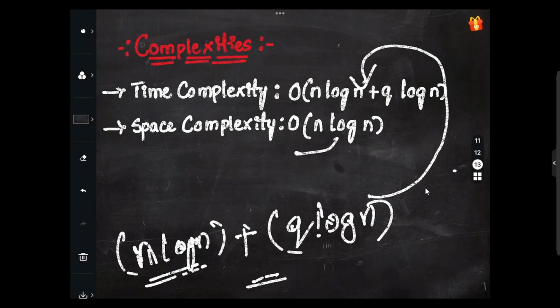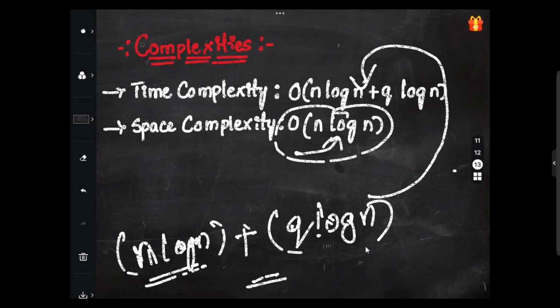Space complexity would be big O of n log n, because we'll be making use of the parent table, the preprocessing table, and we'll be going with the result array. We have to store the result somewhere, so we'll be making use of the result array. And also we will be going with the segment tree storage. So overall space complexity would lead to big O of n log n.